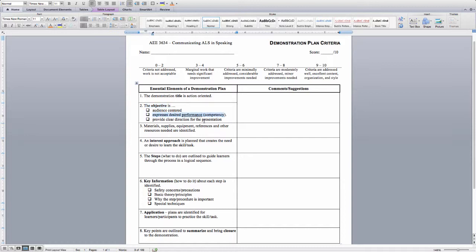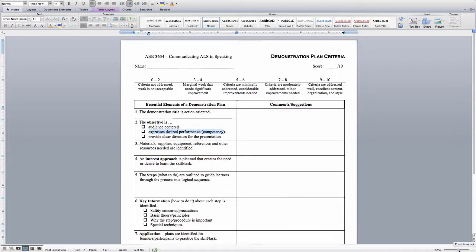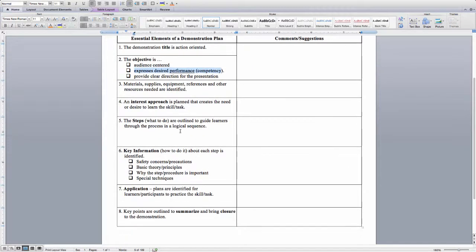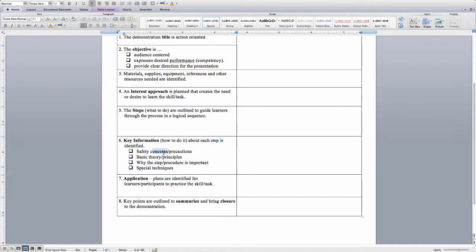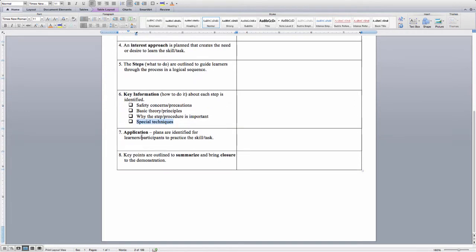Did you express desired performance, like what you want them to gain from this? Did you provide clear direction for the presentation? And then on and on. It's all the things that we talked about. There's no surprises here. Did you identify an interest approach? Did you talk about what's going to be a benefit to them, why they would want to learn the thing? Are your steps clear? Did you give information that includes safety concerns, basic principles, why the step is important, or any techniques that they need to know? Did we give them a chance to apply, like a do portion? Did we give them a chance to practice the skill? And then at the end, did we summarize and bring closure to the demonstration? Is there a plan for that?